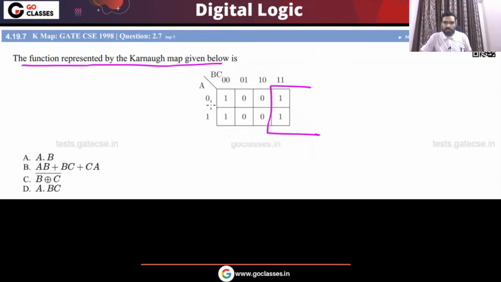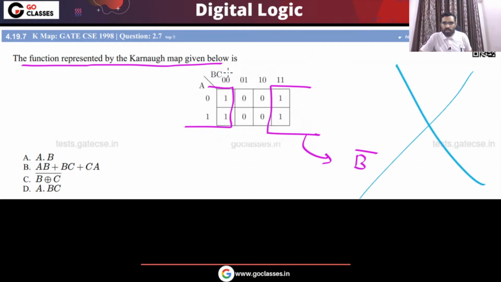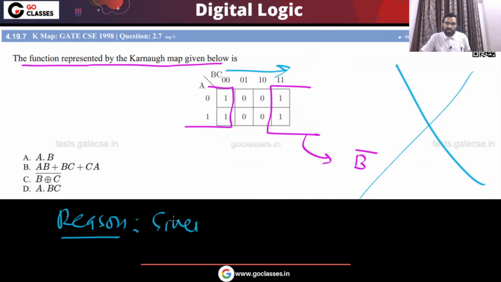So can I do this? If I do this, what answer will I get? I will get B bar, you might be thinking. Is this correct? This is not correct, because remember, this K-map is not in the standard order. Let me tell you the reason: the reason is that the given K-map is not in the standard order.